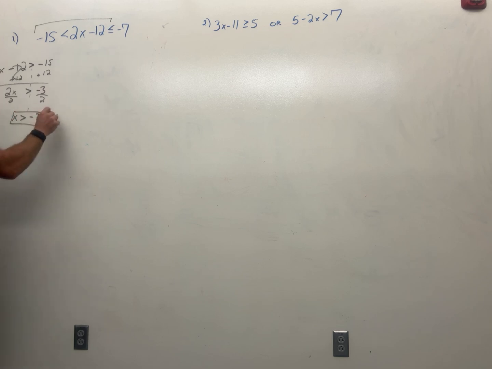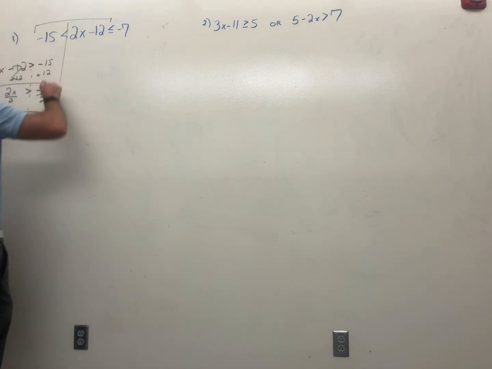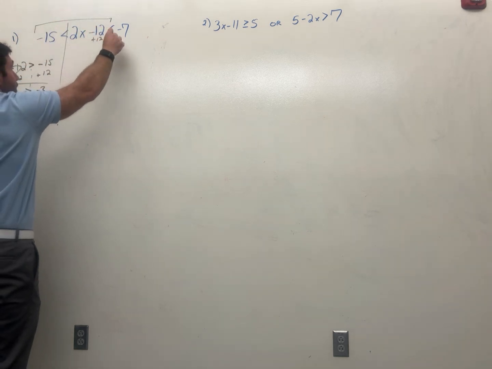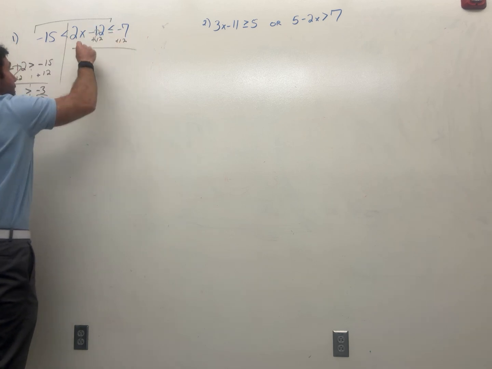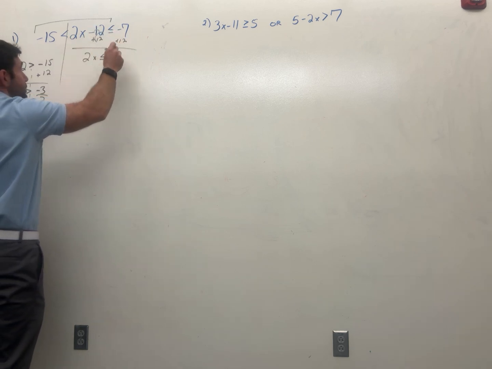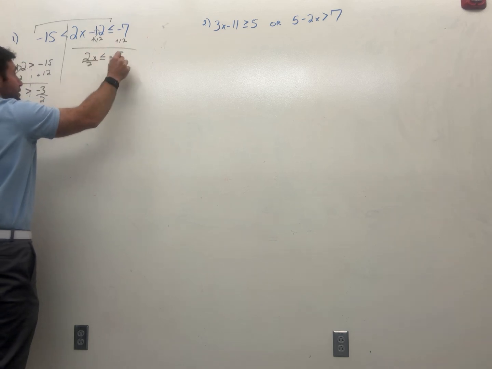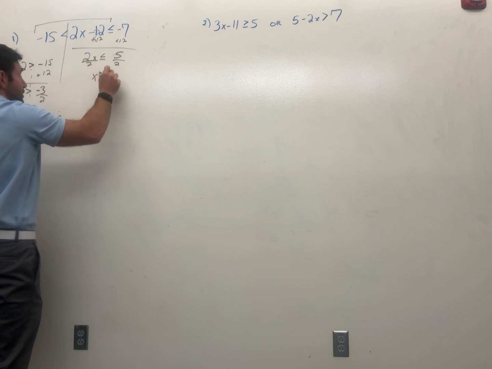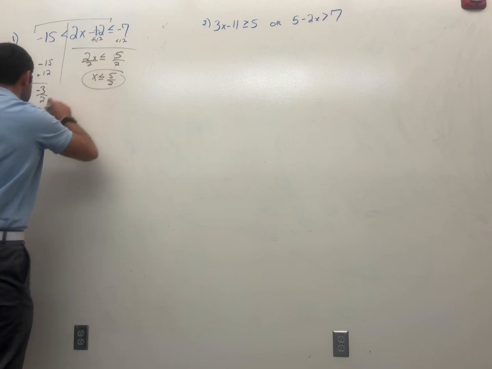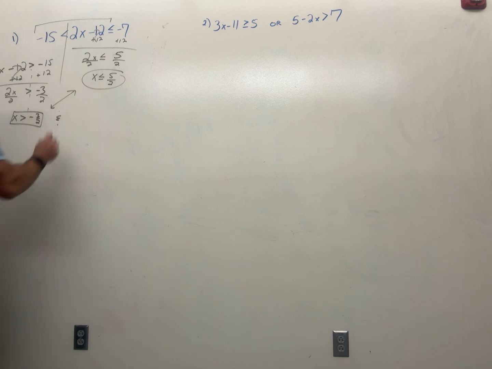You are allowed to have fractions. Algebra 2, we're going to do it with a lot of fractions. Then we're going to add 12, add 12. That leaves me 2x is less than or equal to negative 5. No, positive 5. Divide by 2. X is less than or equal to 5 halves. Okay, so these are my two answers.